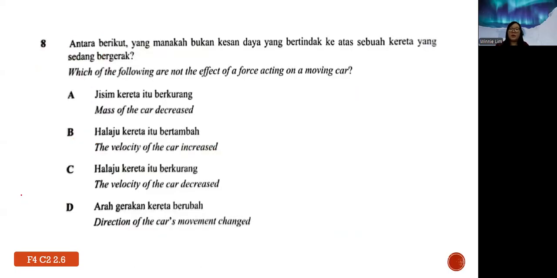Number 8. Which of the following is not an effect of force acting on a moving car? Generally, when you apply force, what happens to the object? The object may move, or you can stop the object, change its shape, and so on. Also, we see the option, mass of the car decreases. So how does force change the mass of the car? Also, if you push me, I don't become lighter or heavier, impossible, right? So that means A is the answer. You can change the velocity, increase or decrease. You can change the direction, also correct.